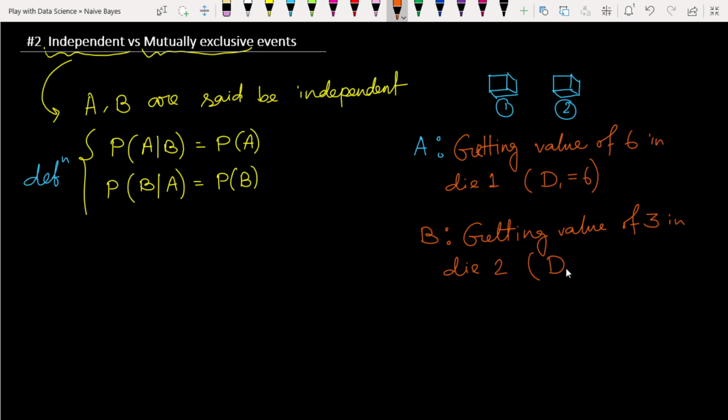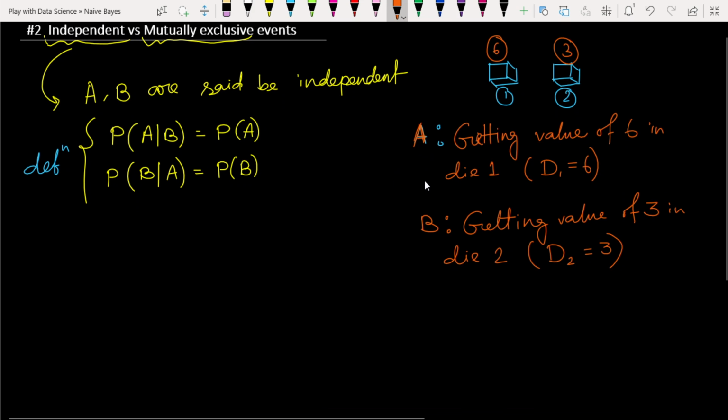This is the mathematical formulation of these events. Here we are considering just the value 6, and here we consider only the value 3. These are our two defined events. Now we will see that these two events are mutually independent. Let's see how. First consider the probability of d1 equals 6, given that d2 equals 3.